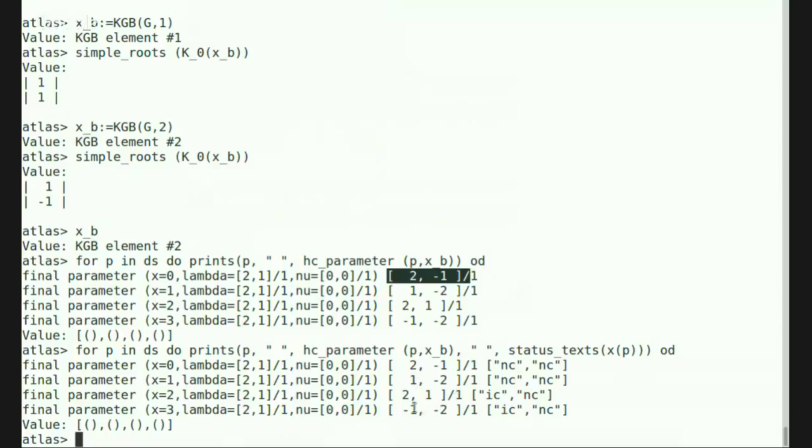And similarly here in this chamber, both of the simple roots are non-compact. But in this chamber, the first simple root, E1 minus E2, is compact. And in this chamber, similarly, the first simple root is compact. So that's one way to pass back and forth between parameters as given by Atlas and the Harish-Chandra parameters of the discrete series. Okay? All right, let me pause there, see if there are any questions.